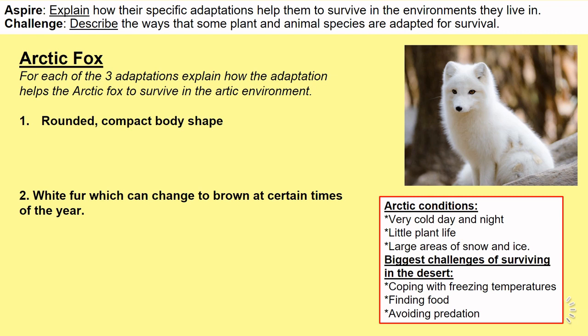It also has this white fur, but something really special about the Arctic fox is this fur can actually change to a brown colour at certain times of the year. And I want you to think about why that might help the Arctic fox to survive. And finally, thinking back to the fennec fox with his massive ears, why does the Arctic fox have very small pointy ears? So again, I'm going to give you 1 minute to come up with some explanations as to how those 3 adaptations would help the Arctic fox to survive in the Arctic environment. Off you go.